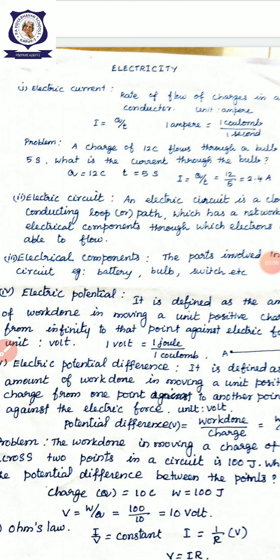So, I is equal to Q by T, where I is the symbol of current. Its unit is ampere. 1 ampere is defined when 1 coulomb of charge flows in 1 second. Is it clear now? Let us see another one.